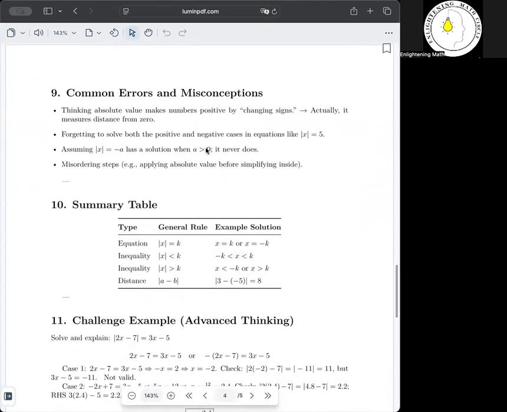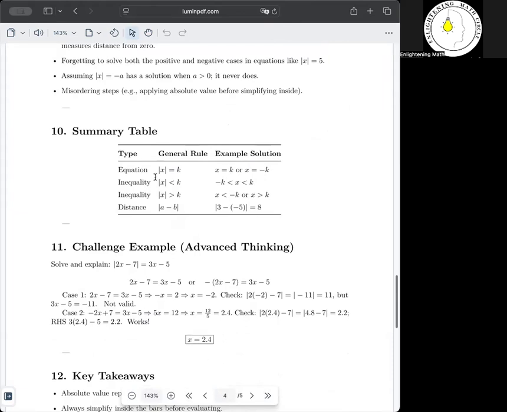So here are some common errors. The first of which is thinking absolute value makes numbers positive by changing signs, but it doesn't really do that. It finds a distance, which does end up changing the sign. Forgetting to solve both the positive and negative cases in an equation. Once again, it has two solutions unless it equals a negative or 0. Assuming absolute value x equals negative a has a solution, it never does if a is negative. And then misordering steps, you must always follow the order of steps.